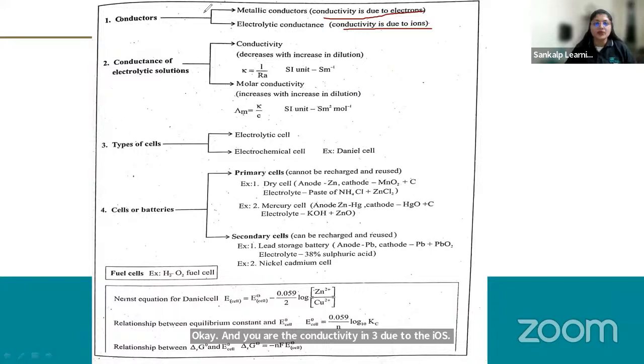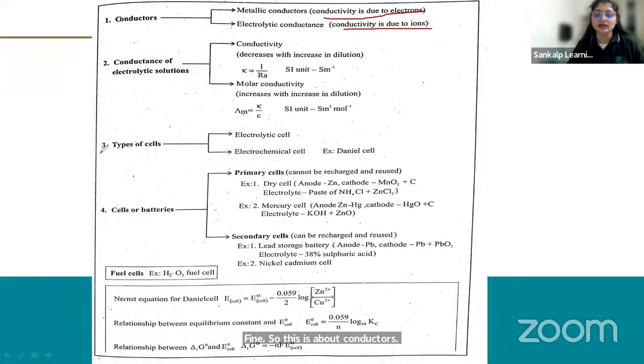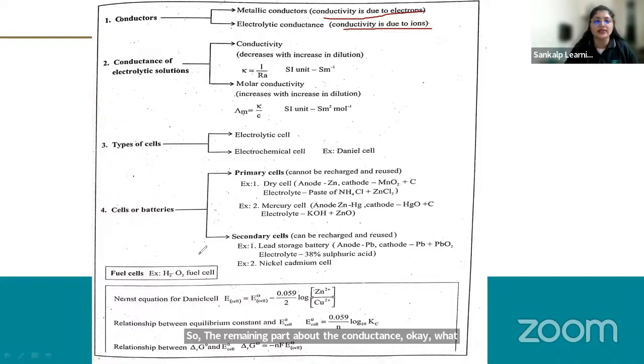The remaining part about conductance, what are the units, and what are the types of cells, batteries, and all things we shall be discussing in the next class. Next class we will be continuing with the electrochemistry. I hope the chapter solution is clear.